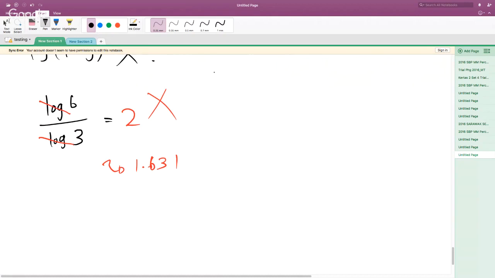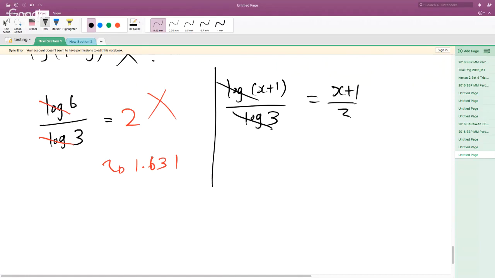Okay, and then another common mistake is something like this. Same thing. Maybe this is log of x plus y over log 3. Don't simplify and say this is x plus 1 over 3. Confirm this is wrong because you can't simplify. Because when I mark the exam papers, this kind of situation happens all the time.